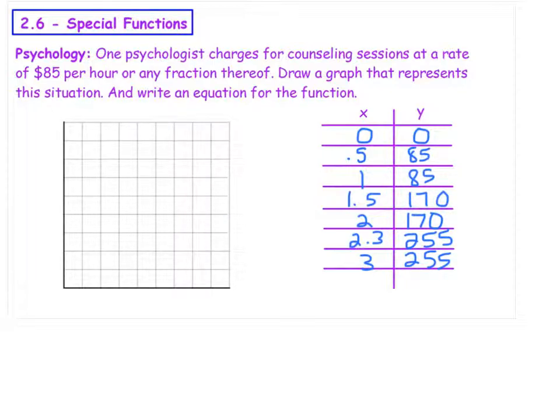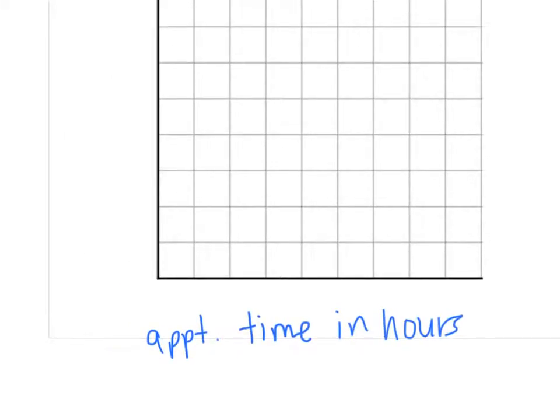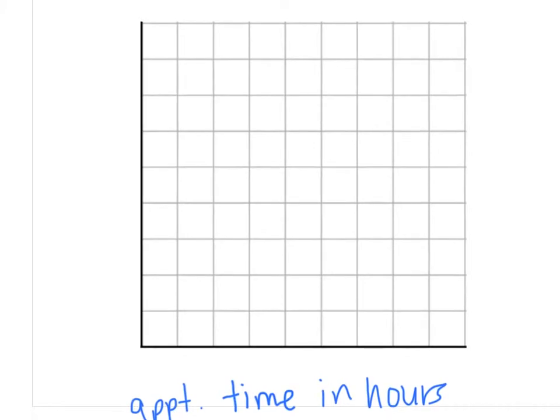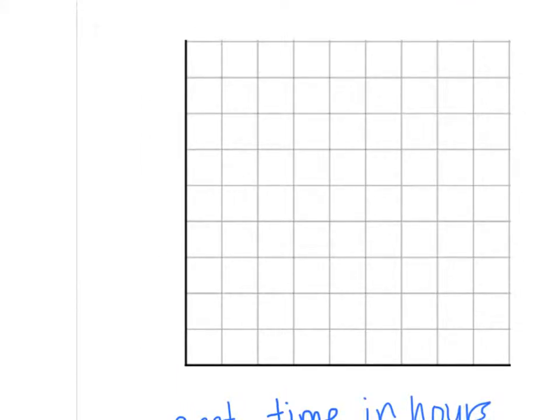For your graph, you got to know which one is the independent, which one's the dependent. The independent is the time, the appointment time in hours, because that's the thing that changes. If your appointment's so long, this is how much you pay. You're not going to say, I'm going to pay this much, tell me how long my appointment was. And then this is going to be price in dollars.